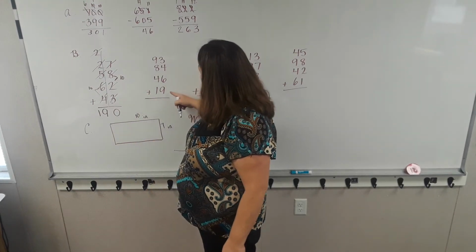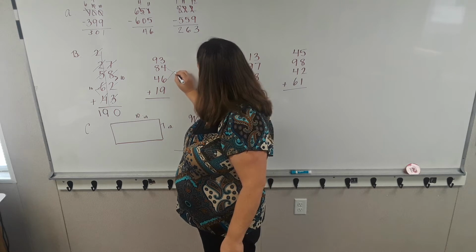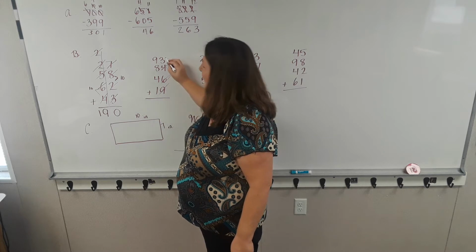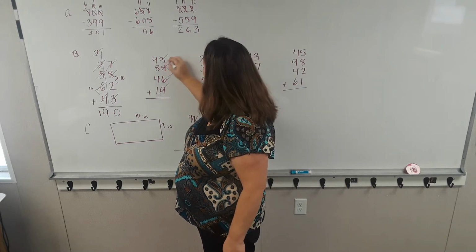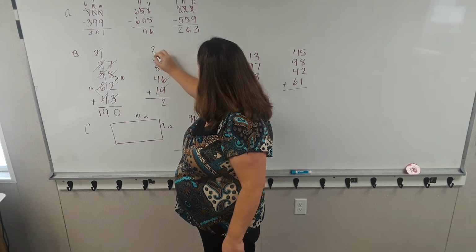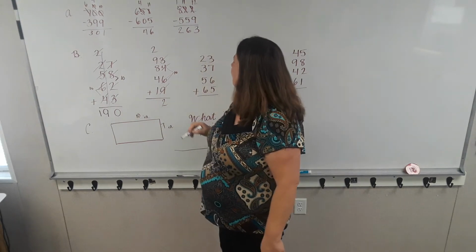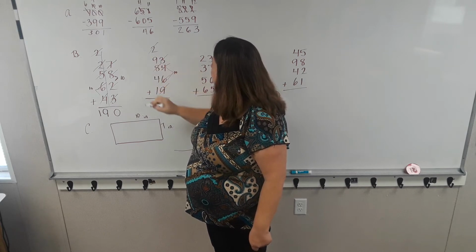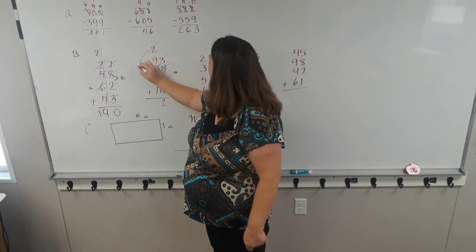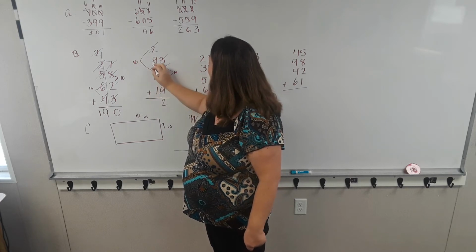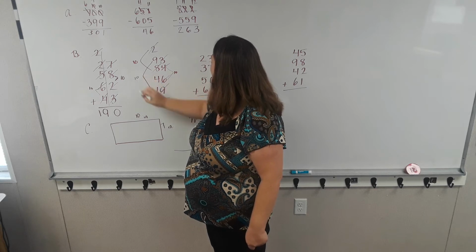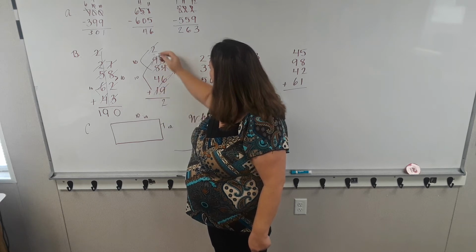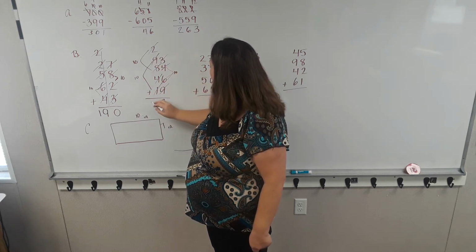Can we make a 10 here? 6 plus 4 equals 10. 10 plus 9, 19. 19 plus 3, 22. Can we make a 10? Yes, we can. 8 plus 2 equals 10. And 9 plus 1 equals 10. So we have 10, 20, 24.